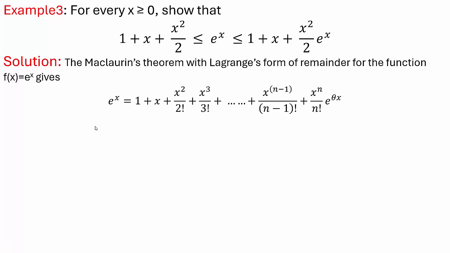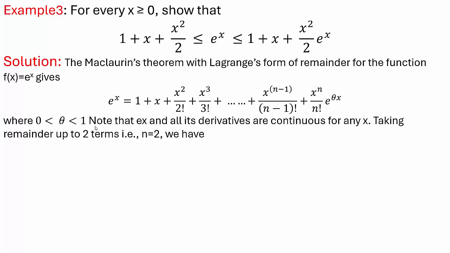By Maclaurin's theorem, we will get e raised to x equal to 1 plus x plus x square by factorial 2 plus x cube by factorial 3 plus and so on, x raised to n minus 1 by (n minus 1) factorial plus x raised to n by n factorial into e raised to θx, where θ lies between 0 to 1. Note that e raised to x and all its derivatives are continuous for any x. All derivatives of e raised to x are e raised to x. Therefore, they are continuous. Taking remainder up to 2 terms, we get e raised to x equal to 1 plus x square by factorial 2 into e raised to θx.